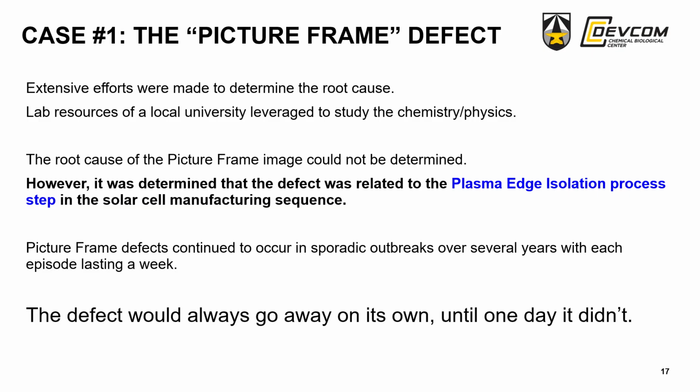And then this episode, the defect would come and go until one day it didn't go away. Weeks went on, a couple months went on, it's not going away. So now we're really serious. We have to find out what is happening in this edge isolation, this plasma isolation process that's causing this ring. If you skip the plasma edge isolation, the cells were perfect, they were beautiful, but they were all stone dead because they were shunted.